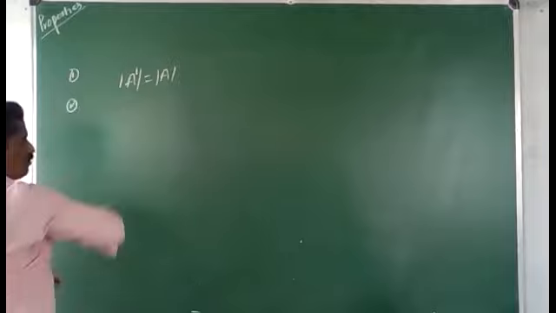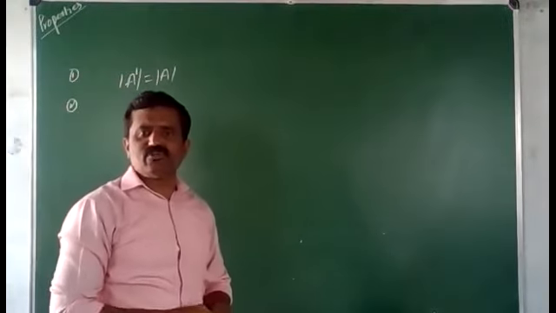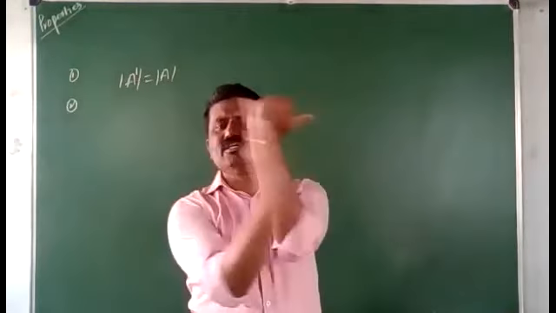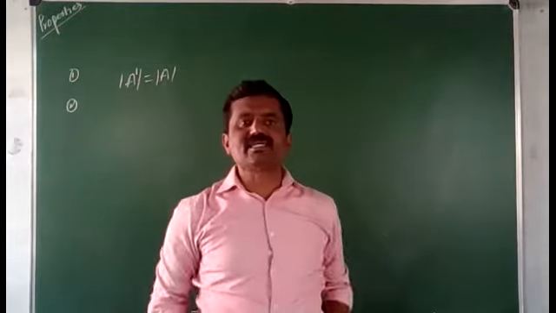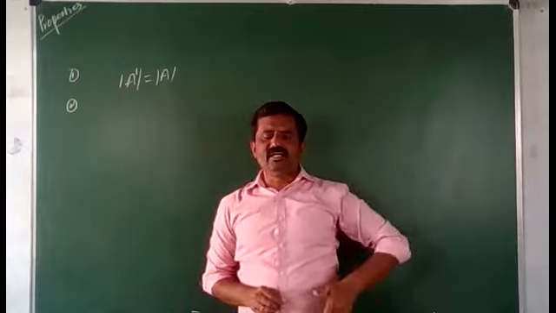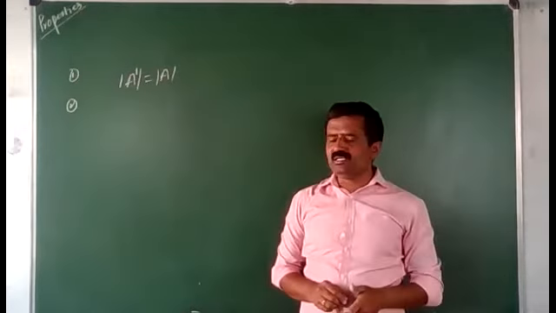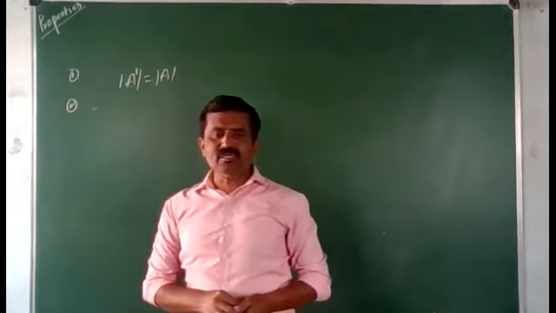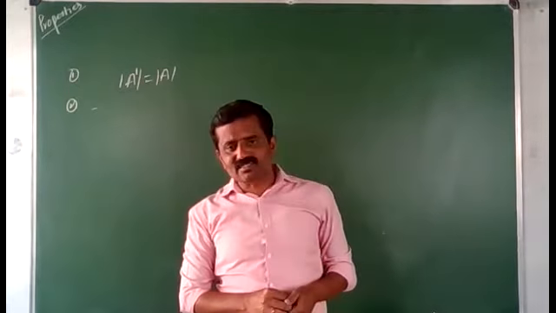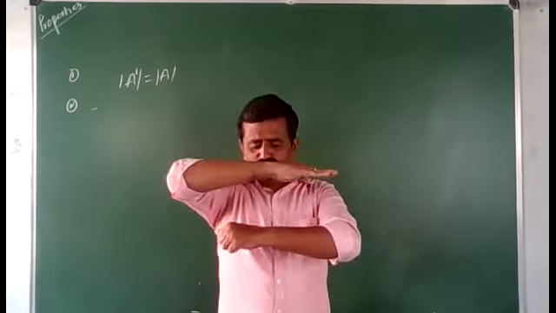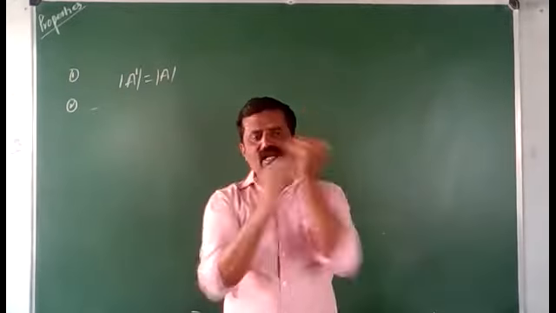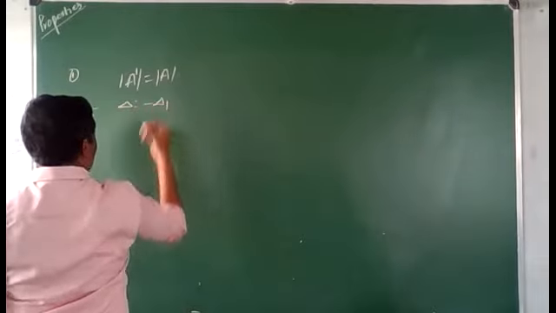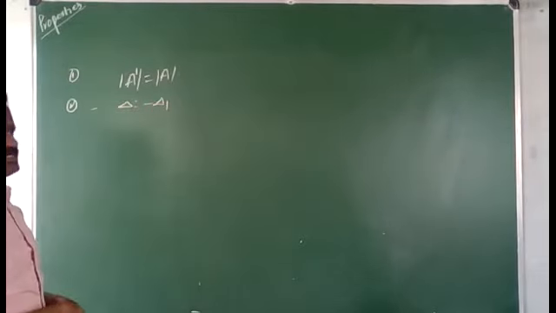Number 2, we have: if two rows or two columns are interchanged, then the sign of the determinant changes. The sign of the determinant changes if you interchange two rows or two columns. So that means delta is equal to minus delta 1, or delta 1 is equal to minus delta.